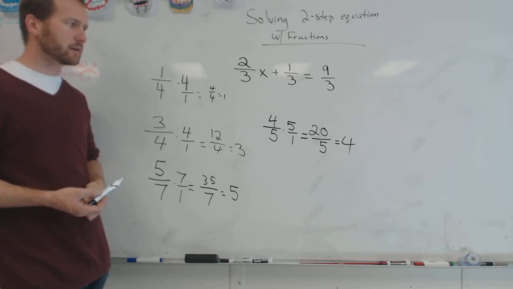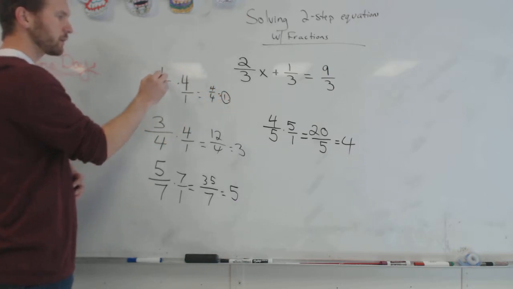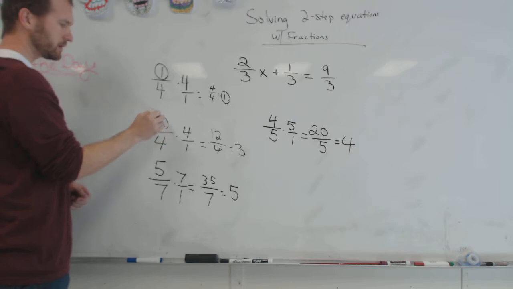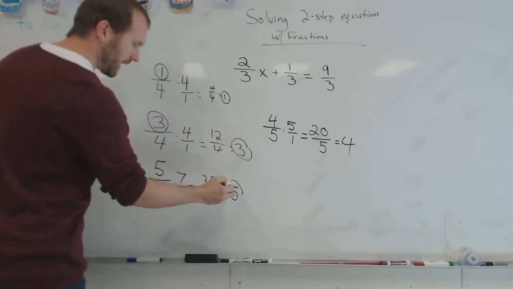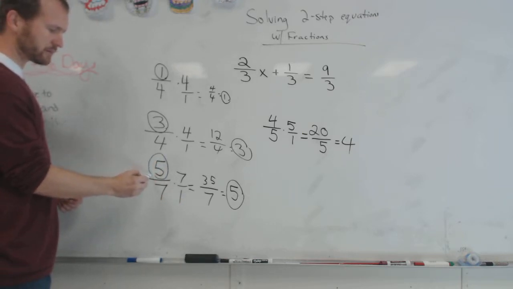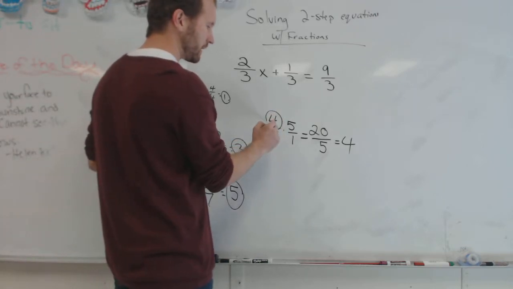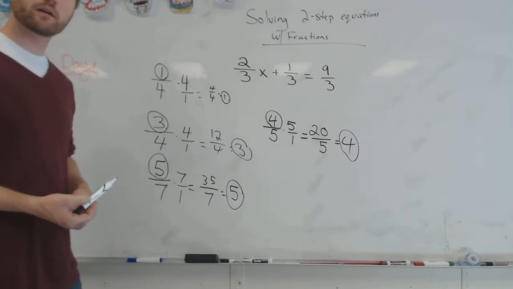What's going on? Here I got 1, and I started with 1/4. Here I got 3, and I started with 3/4. Here I got 5, and I started with 5/7. What's happening here? So the numerator is the answer.